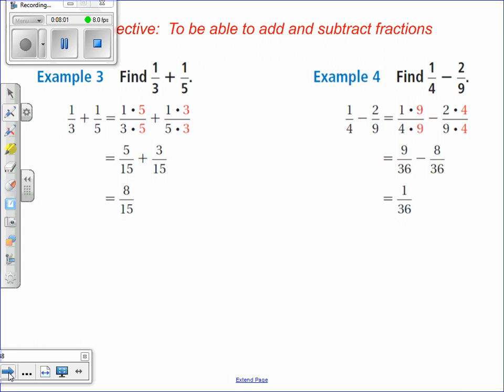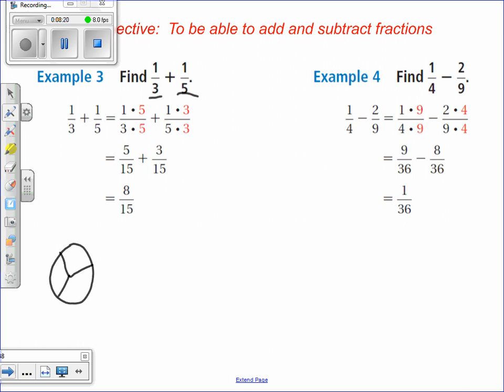Okay, now we get into the good stuff. The reason that I have almost hated fractions my entire life, okay? Because it gets complicated, it gets messy, all right? If I have the problem, find 1/3 plus 1/5, that means it looks like this.